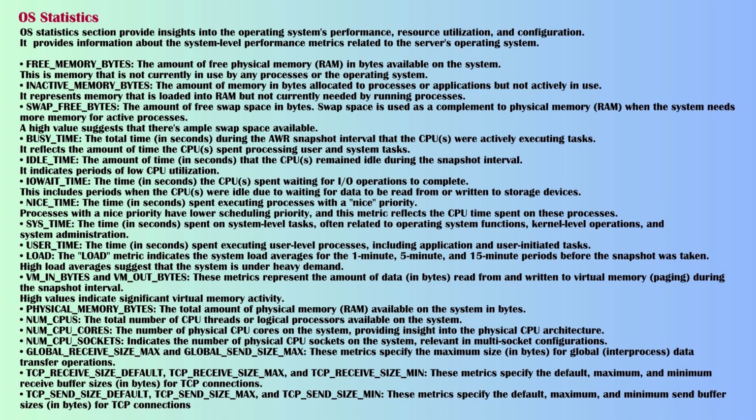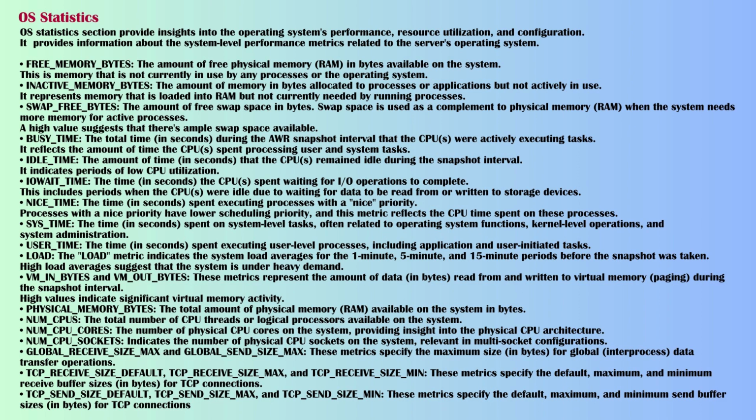OS Statistics section provides insights into the operating system's performance, resource utilization, and configuration. It provides information about the system-level performance metrics related to the server's operating system. Free_memory_bytes, the amount of free physical memory, RAM, in bytes available on the system. This is memory that is not currently in use by any processes or the operating system. Inactive_memory_bytes, the amount of memory in bytes allocated to processes or applications but not actively in use. It represents memory that is loaded into RAM but not currently needed by running processes.